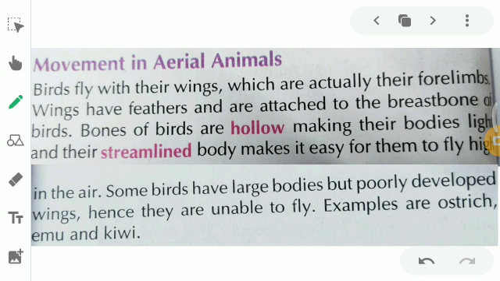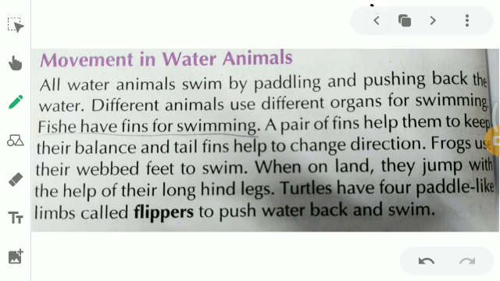Next, movement in water animals. You know that some animals live in water, some animals live on land, and some live in the air, means they fly in the air. Okay, now movement in water animals. All water animals swim by paddling and pushing back the water. So paddle is like the movement of a boat. The animals also swim by paddling and pushing back the water. So different animals use different organs for swimming.